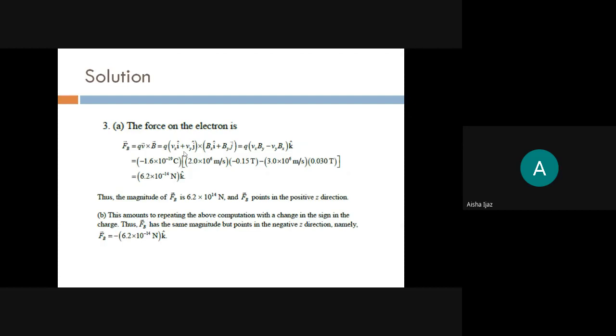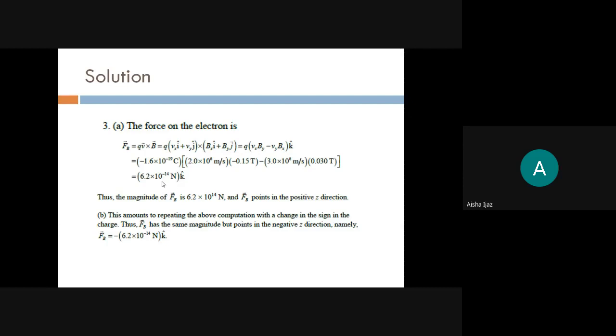Vx, that's the velocity x component, which is given. The Vy velocity component is given, Bx is given, By is given. So if I open it, i cross i will give you 0, i cross j will give you k, j cross i gives you minus k, and j cross j gives you 0. So you will get this value. Otherwise, if you open the determinant by the first row and first column, you will also get the same result. So just substitute the values, simplify it, and check at your home.